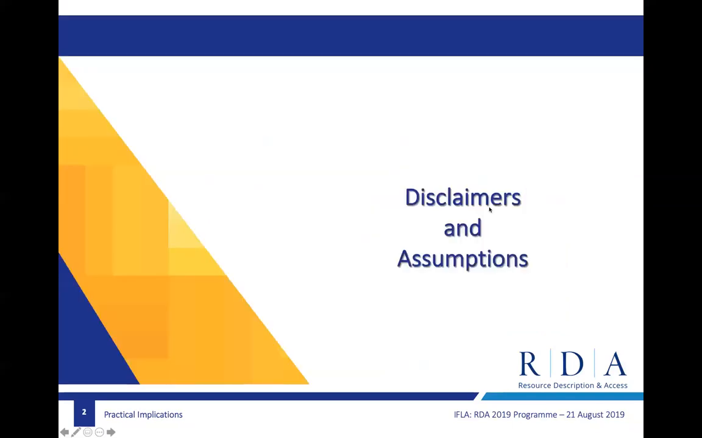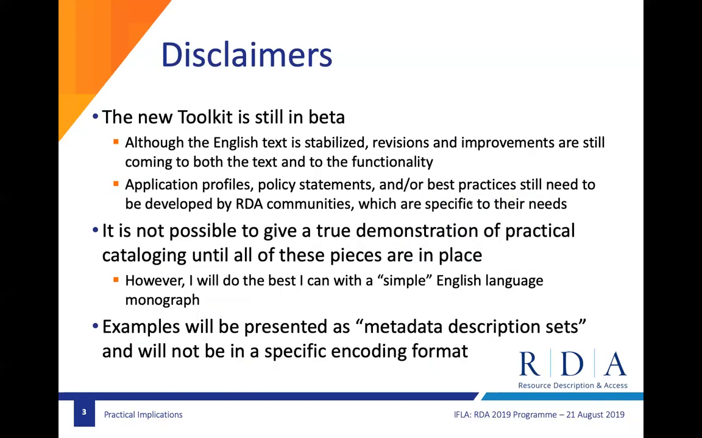I need to start with some disclaimers and assumptions, because as you know, the new toolkit is still in its beta form, and it should not be used for cataloging, because it's not ready. However, there's enough there that we can work through this example today with you. The new toolkit is still in beta, as I said, and although the English text is stabilized, revisions and improvements are still coming to both the text and the functionality. And that will even continue once it is official.